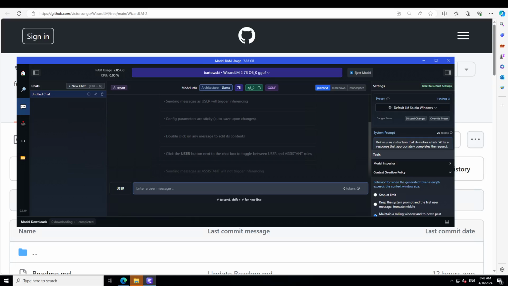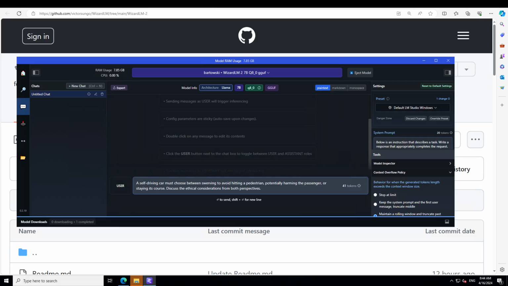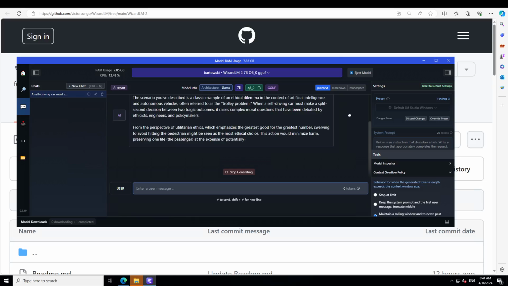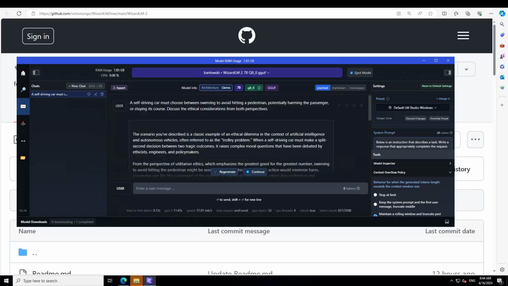So I'm going to give it some reasoning questions in LM Studio. The first question I'm asking it: a self-driving car must choose between swerving to avoid hitting a pedestrian, potentially harming the passenger, or staying its course. Discuss ethical considerations from both perspectives. So let's wait for the model to finish printing the response.